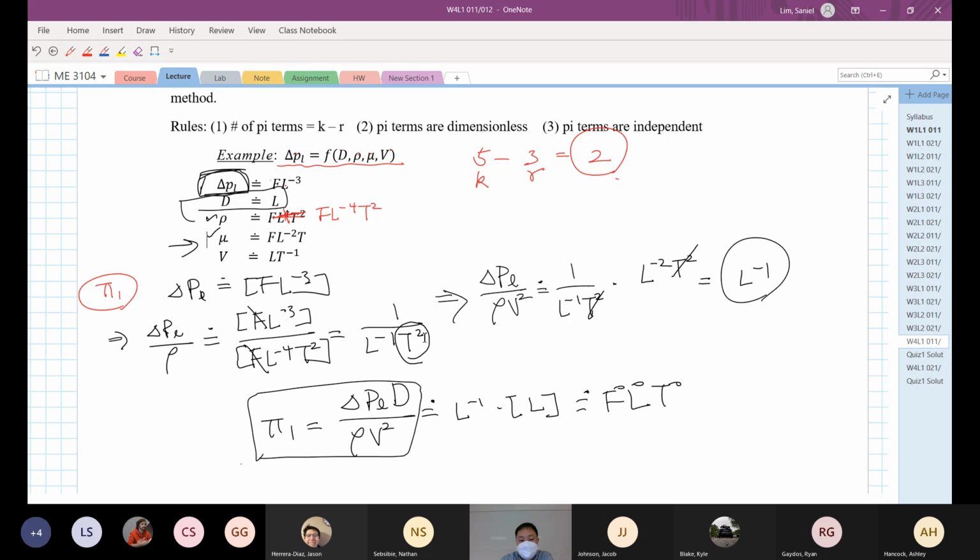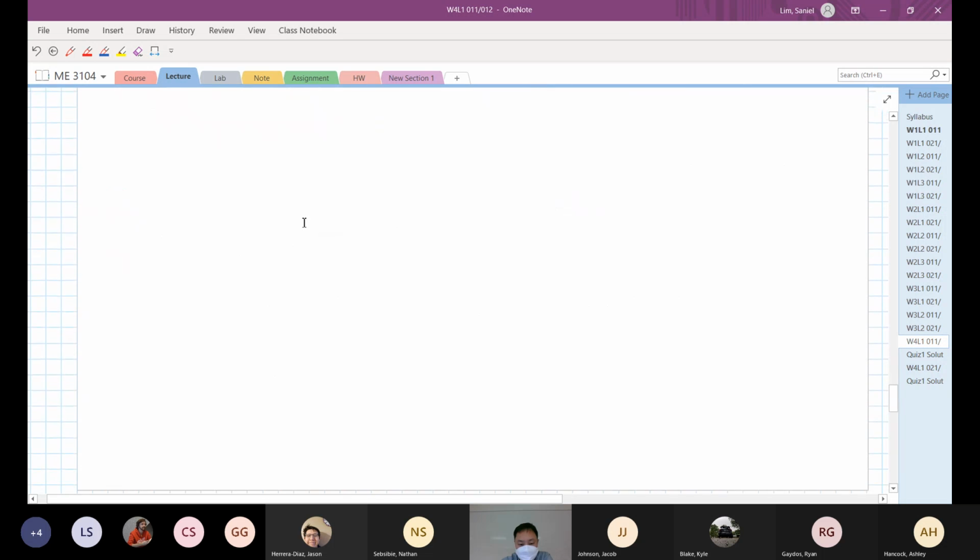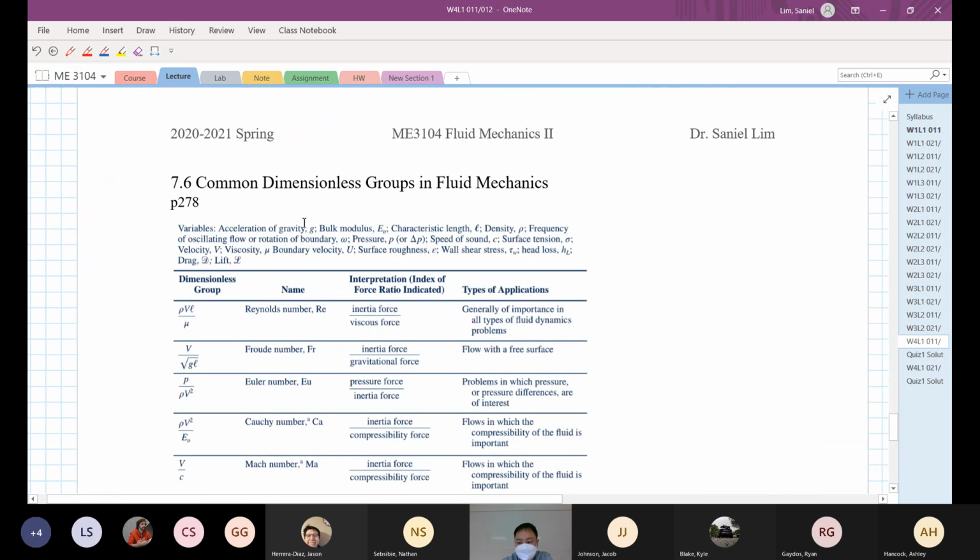You can find the pi terms by inspection as long as you follow the rules here. The number of pi terms should correspond to k minus r. The pi terms should be dimensionless, and the pi terms are all independent. That means one pi term should have a rho, another term should have a mu, so that it's not substituted by another term, so they are independent. Of course, it is a pair of two pi terms. All right, let's move on to more dimensionless coefficients tomorrow.